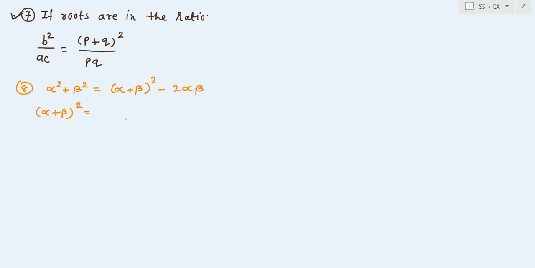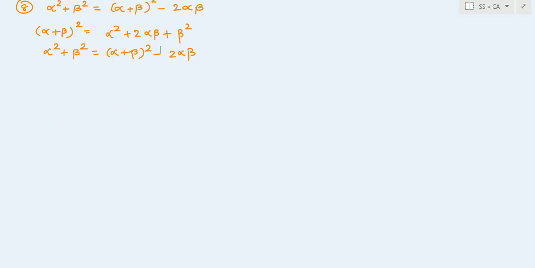A plus b whole square, yes. So we can write alpha square plus 2 alpha beta plus beta square. Okay, if we are moving 2 alpha beta to left side, we will get alpha square plus beta square is equal to what? Alpha plus beta whole square minus 2 alpha beta. Okay, this is our formula number 8. ઓકે, આ બધી ફોર્મ્યુલા તો તમને આવડતી જ હોય એટલે કોઈ ઇશ્યુ નથી. નાવ 9 નંબર, ફોર્મ્યુલા નંબર 9.